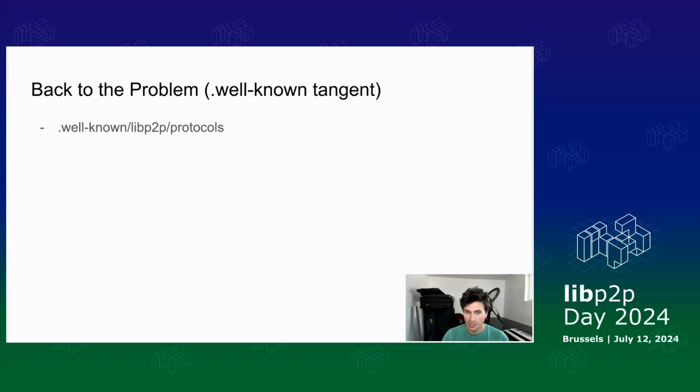So let me just take a little tangent here. While we're talking about the spec, let me point out that the spec also defines a well-known endpoint for node protocols. This is a resource that returns what protocols the node is running and where they can be found. For example, it can tell you that a node is running the ping protocol and it can be found at /ping.